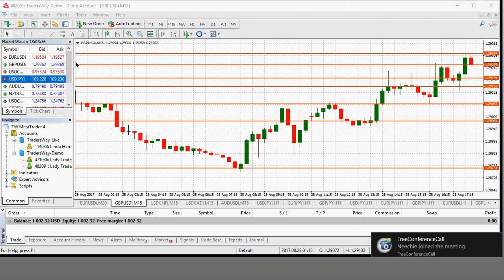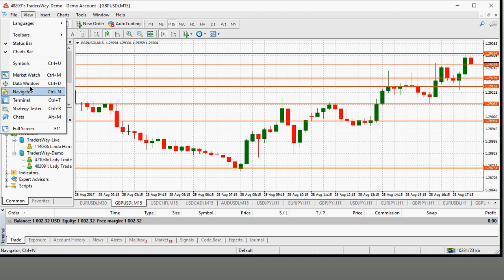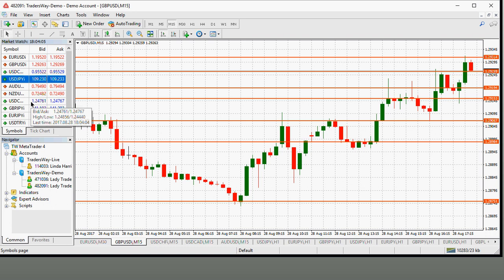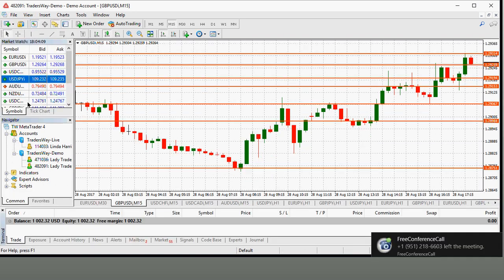So currently I have my Market Watch there, and my Navigator, my Terminal. If I didn't want my Terminal, I can click on it and it disappears. If I want it back, I click on it and it comes back.